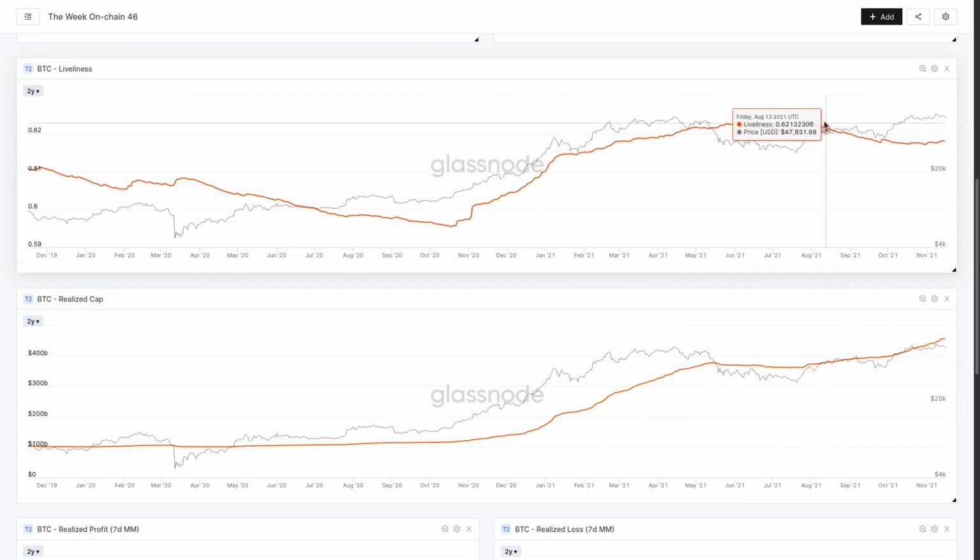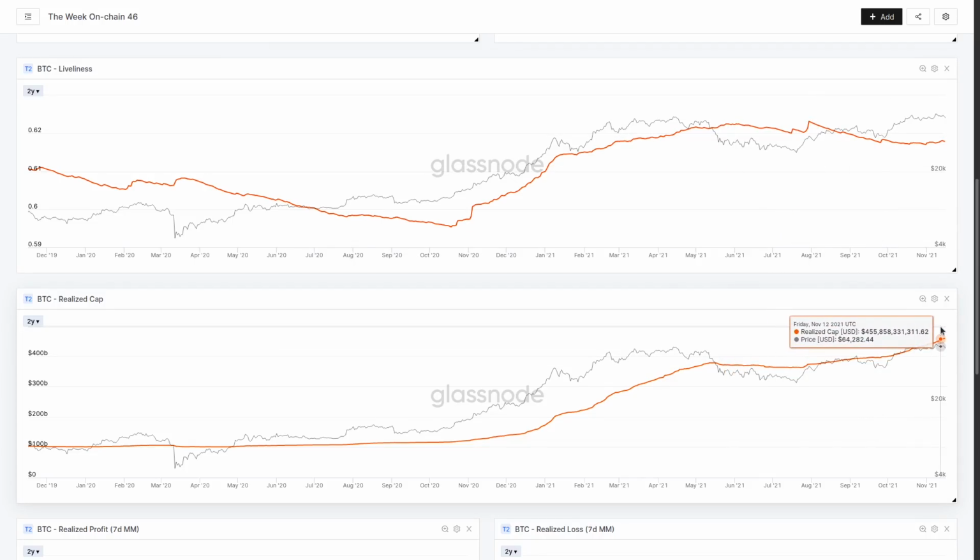Note, however, at the moment that liveliness is still kind of down to slightly ticking up. It's still relatively soft. There's not many coin days being destroyed. On the other hand, realized cap is rallying quite substantially. It's up to a new all-time high of 450 billion.